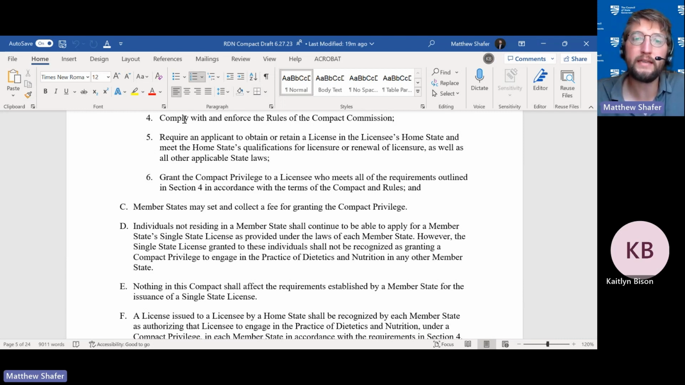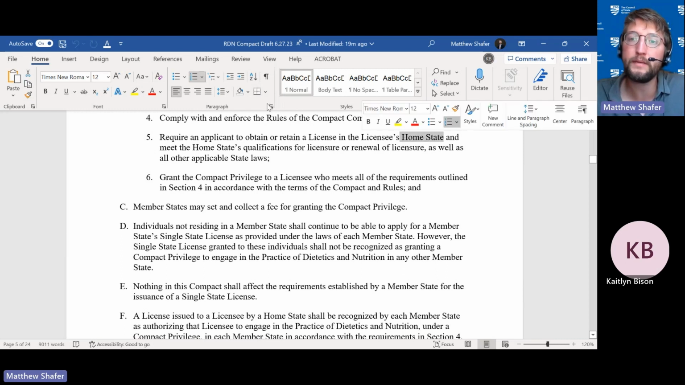So the license that you're required to maintain is called your home state license. If you look back at our definition section in section 2, home state is defined as your primary state of residence. So this is saying here in section 3, subsection B, part 5, that the licensee has to maintain a license in their state of residence.